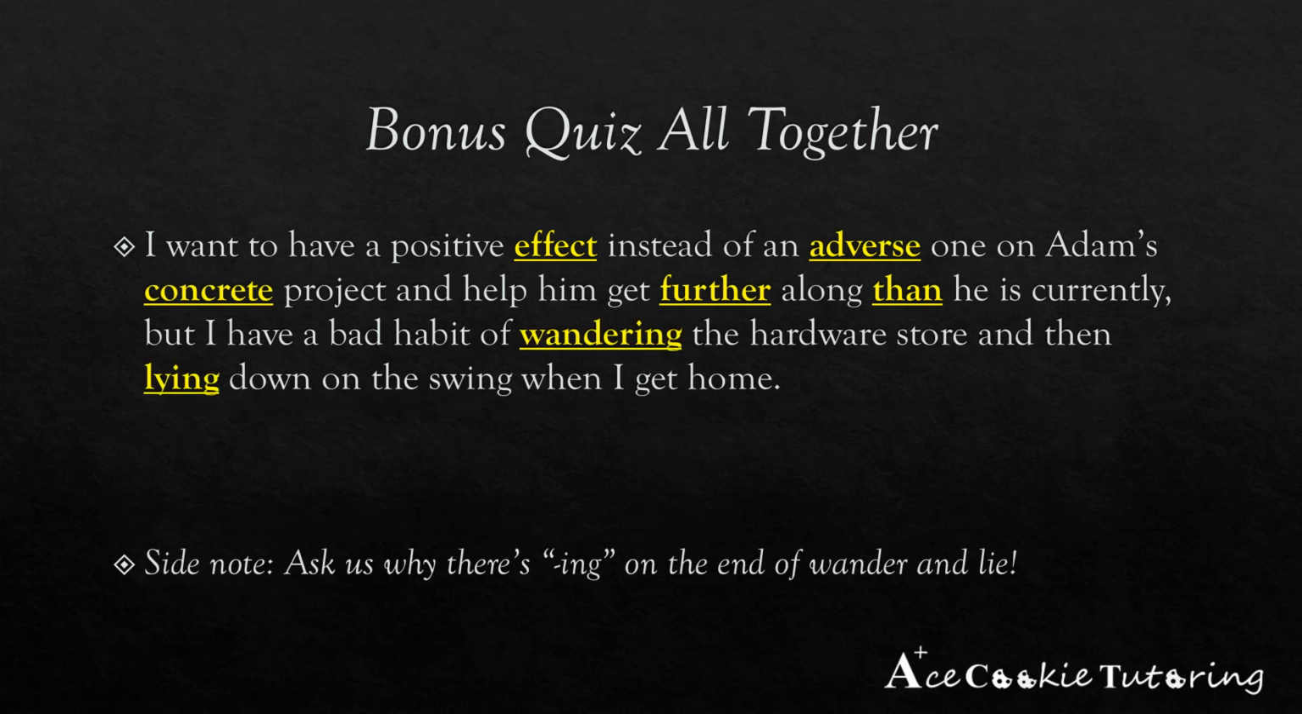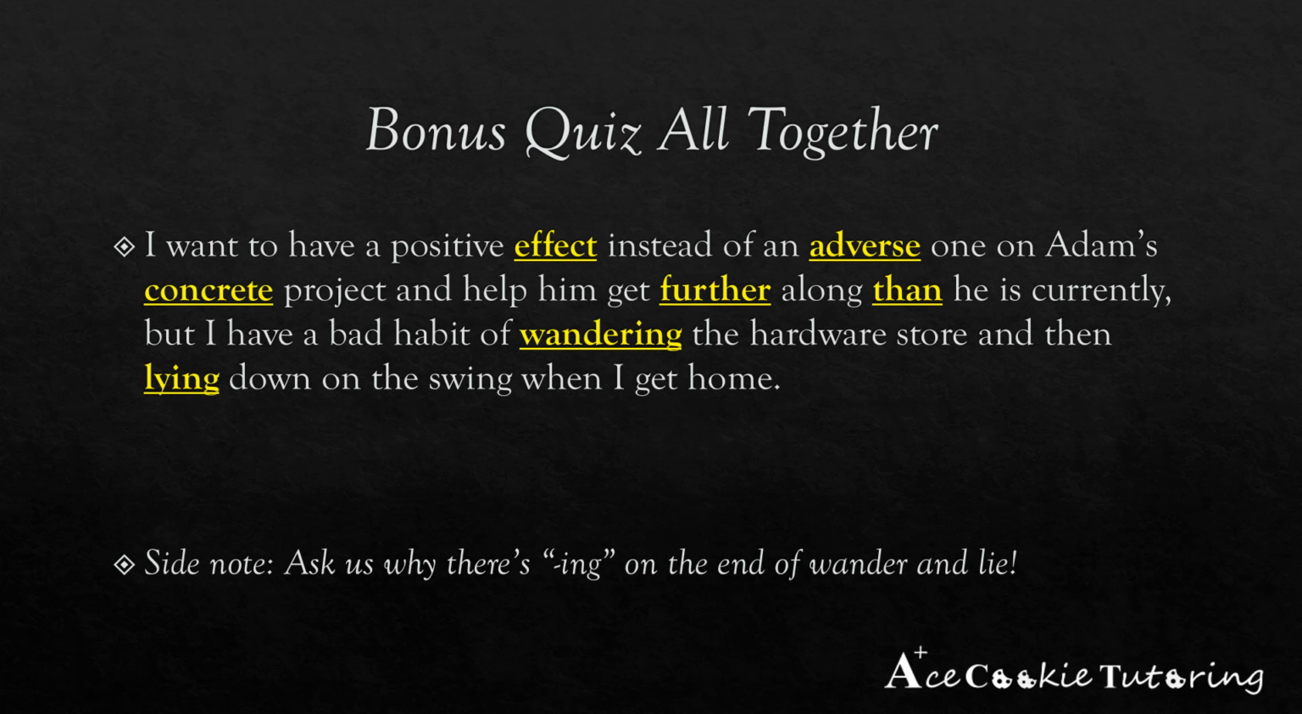Well, great job. We figured out the bonus quiz. We figured out all of the answers for questions 1 through 7, and we've learned how to use all of those misused words correctly. So just in case you missed it, the final answer is, I want to have a positive effect instead of an adverse one on Adam's concrete project and help him get further along than he is currently. But I have a bad habit of wandering the hardware store and then lying down on a swing when I get home. So if you have any other questions, here is a quick overview.